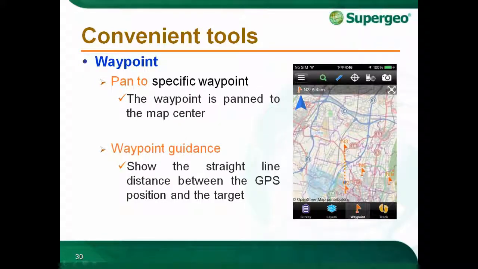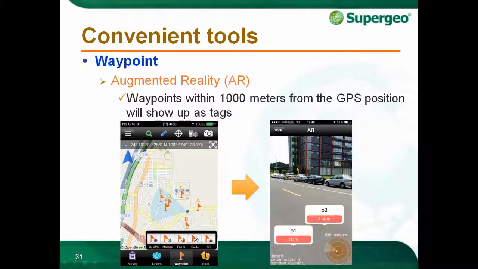You can use the pan to function to pan the specific waypoint to the map center, or you can select a waypoint as your destination, and the dashed line will connect your GPS location and this destination, calculating the shortest distance between the current position and this target. Or you can utilize the AR function. The waypoints within 1,000 meters from the GPS position will show up as a text.